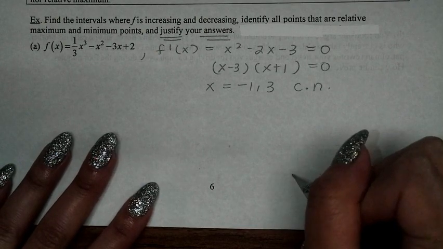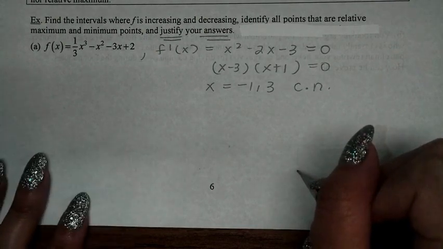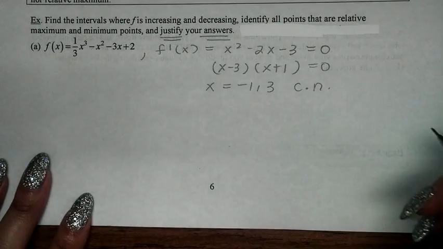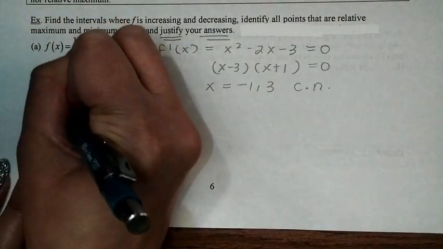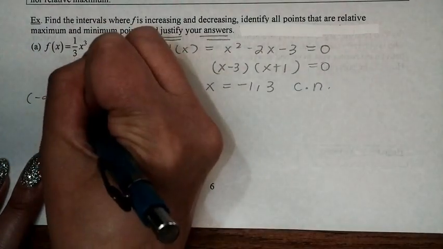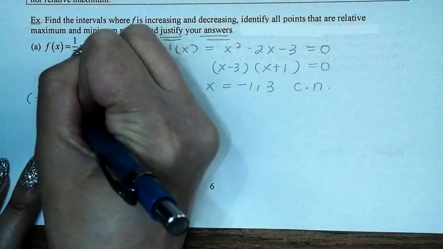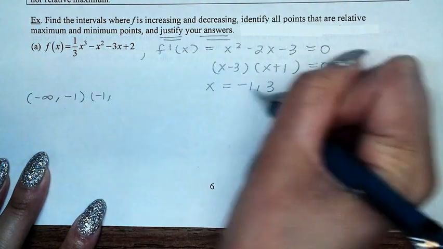What I recommend you do here is make a table. This is not required, and you can do it in different styles, but I do like tables. So you have from negative infinity to negative 1, negative 1 to 3.